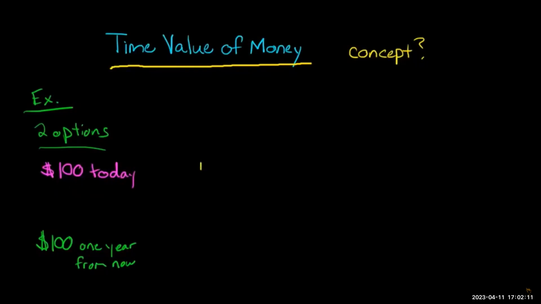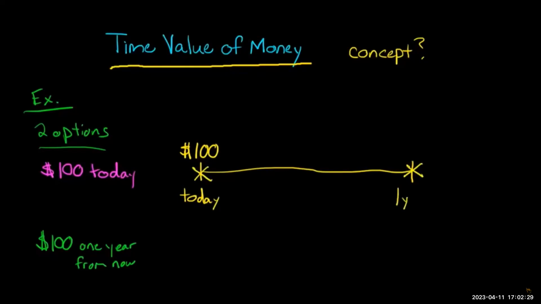Now let's illustrate this with a little timeline. In this option, we're getting the $100 right here, which is today. And over here is 1 year from now. Now let's go down to our other option with a little timeline. Again, right here is today, and you're not getting anything today. There's nothing here because you're getting it 1 year from now. You're going to be handed $100 right here.